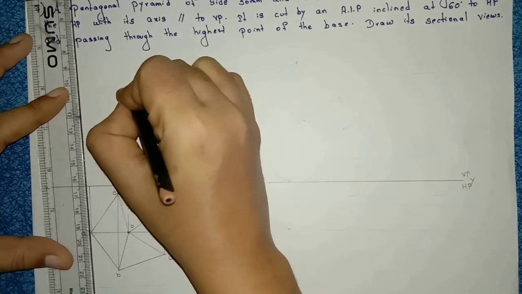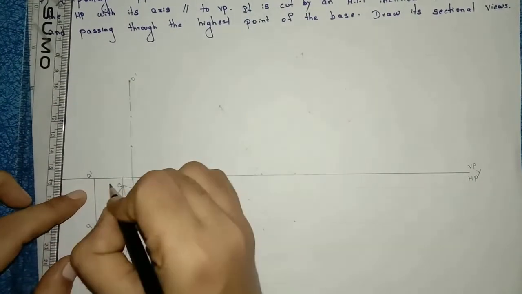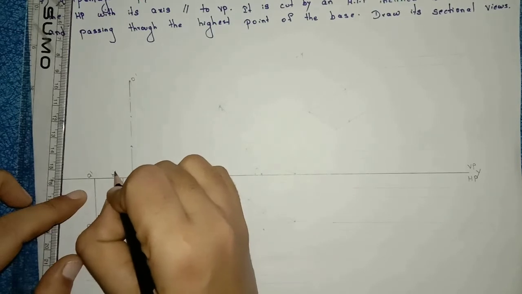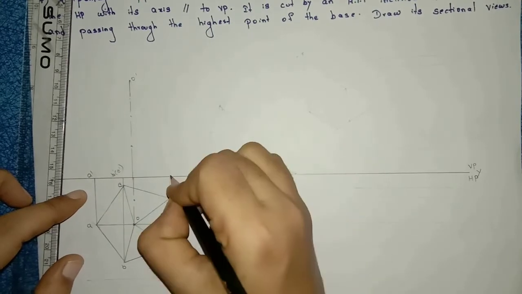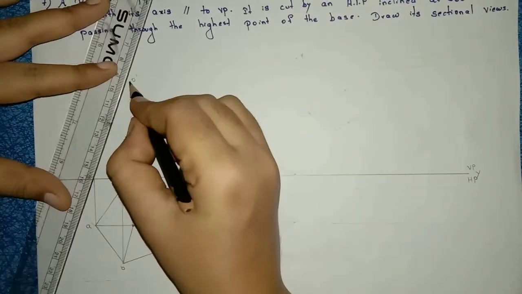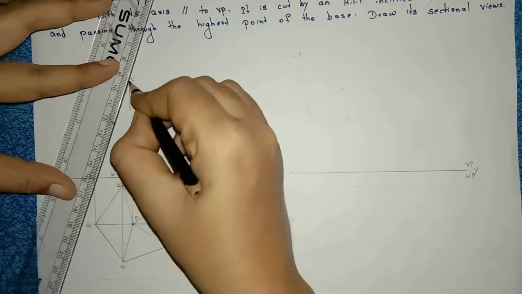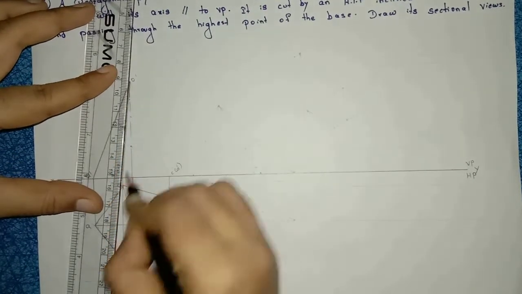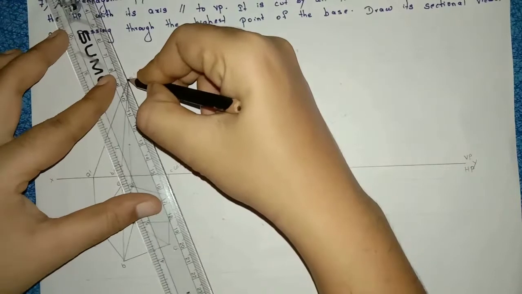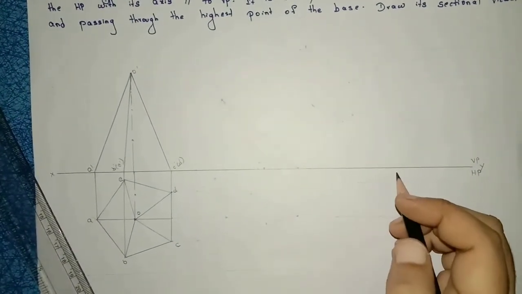This point is O dash. This point is A dash. B dash, E dash. C dash, D dash. Now join O dash to A dash, O dash to B dash, O dash to C dash. So this is your first position.